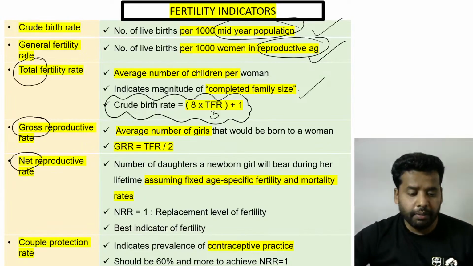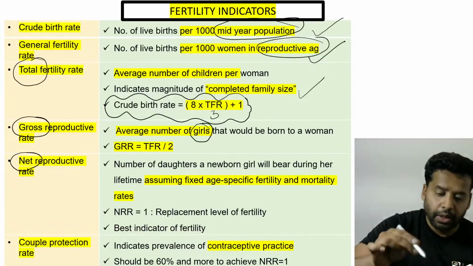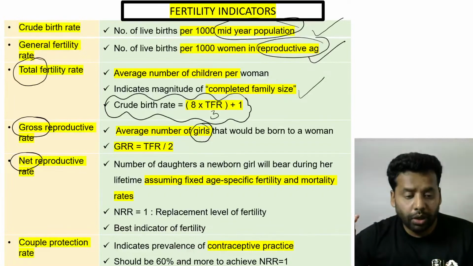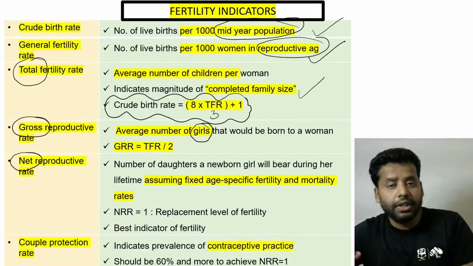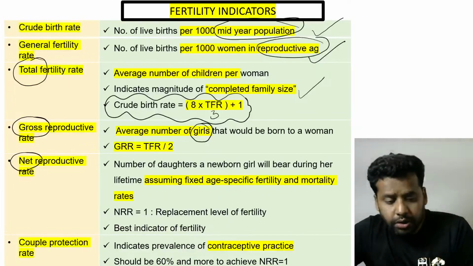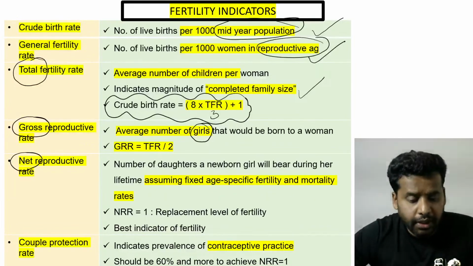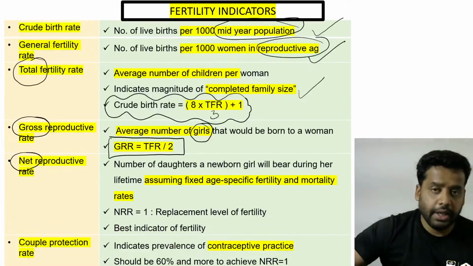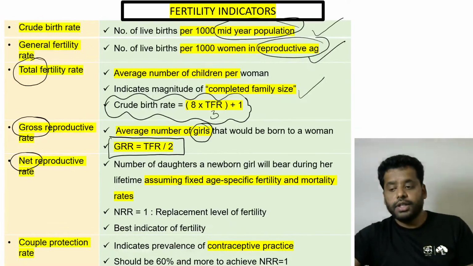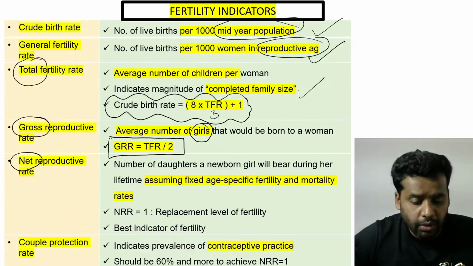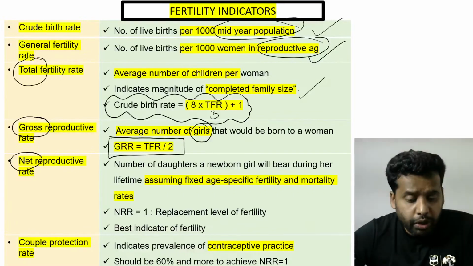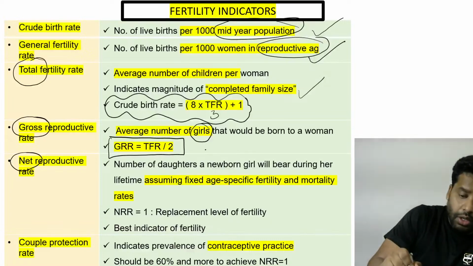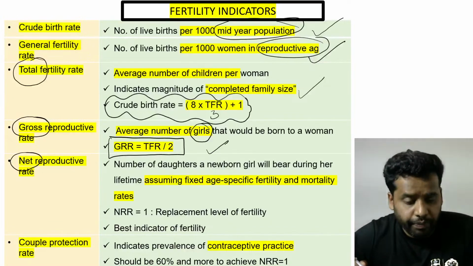Gross reproductive rate means only girls we are counting. Total fertility rate means both boys and girls. Gross reproductive rate means only girls, meaning half. It is half of total fertility rate. If total fertility rate is given as 2.6, what is gross reproductive rate? 1.3, because it is almost half of what we count.